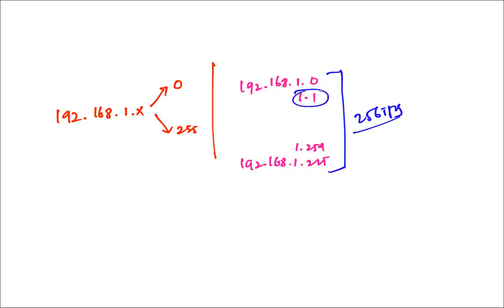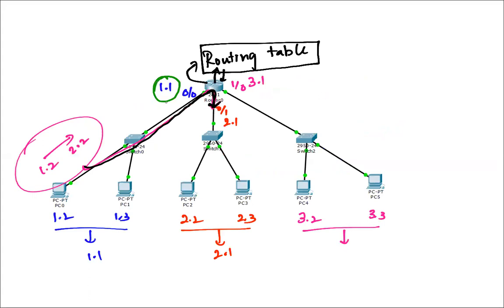Why did I start with the second IP? 1.1 is the second IP. Why did I start with the second IP 1.1? Why didn't I make it like this: 1.0 over here, 1.1 to this PC, 1.2 to this PC? Why didn't I start with 1.0? Why did I start with 1.1?